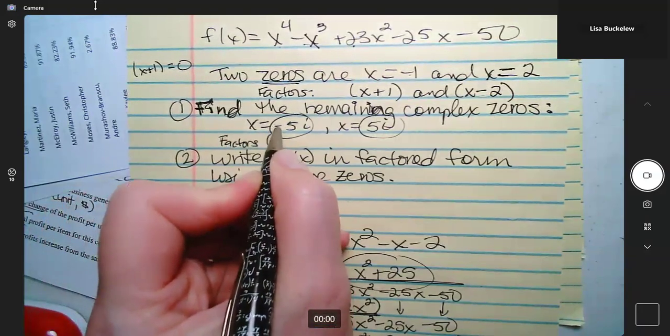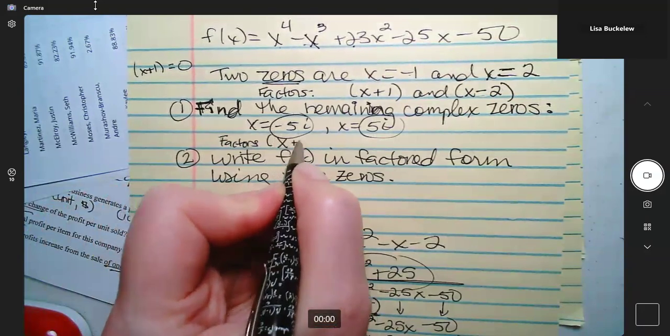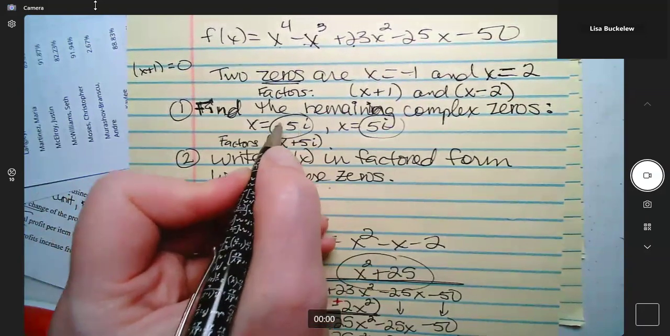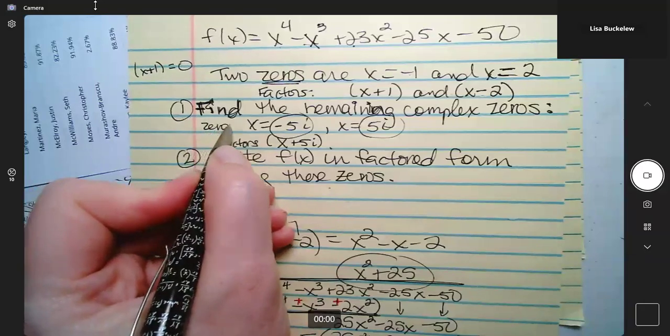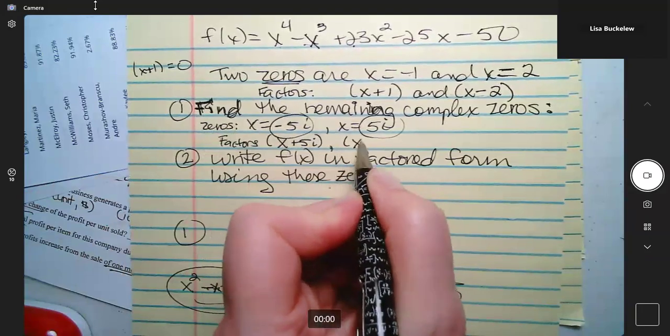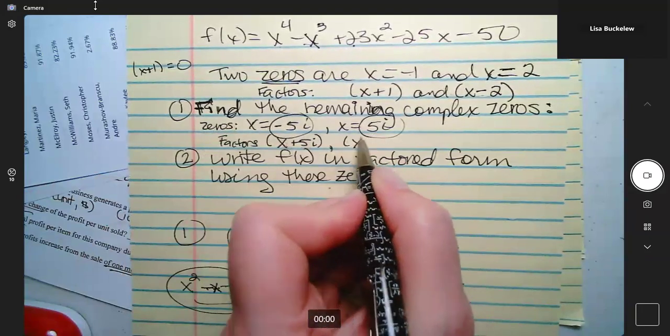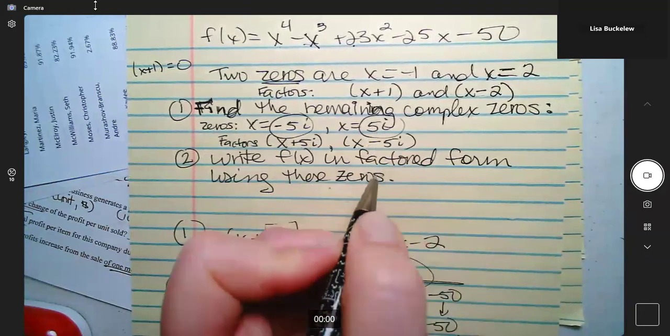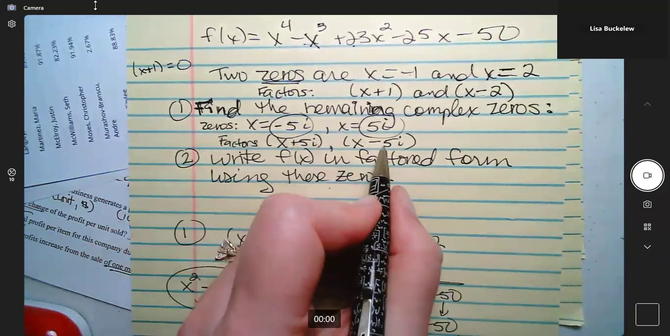So if negative 5i is a 0, then the factor is x plus 5i. It doesn't really matter because it's going to produce the same idea. If 5i is the 0, then x minus 5i is the factor. So those are the remaining two factors.